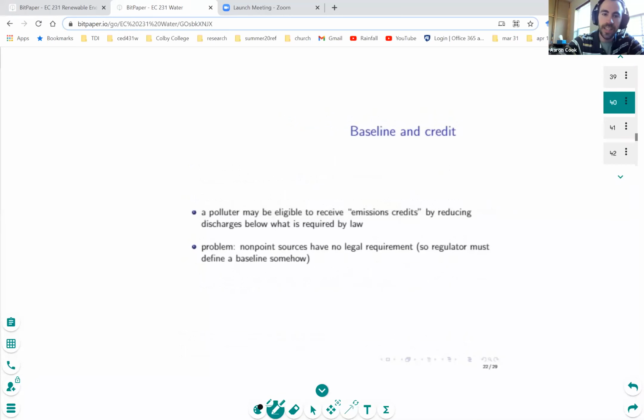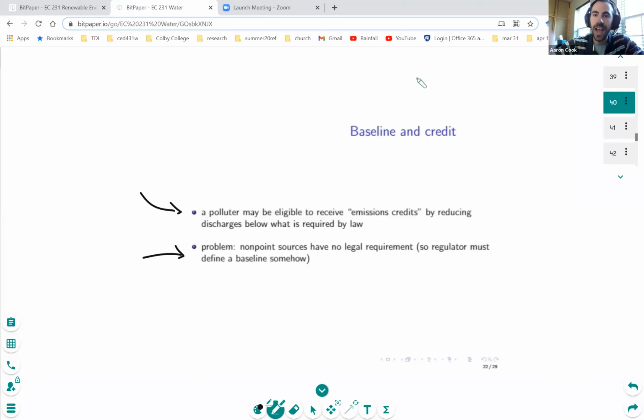The basic idea is that you're eligible to produce what are called credits, which then are valuable in the market, which you can sell to other polluters, just like a kind of cap and trade system. And so you can generate these credits if you reduce your emissions below what's required by law. But the problem comes in that non-point sources, like I said, they don't have any formal legal requirements under the Clean Water Act. There's no direct penalties on ag sources for not meeting particular things.